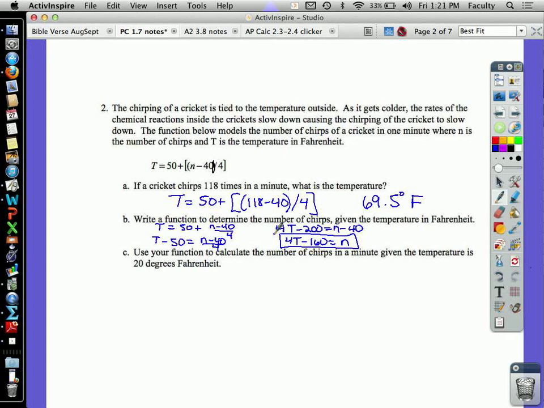Okay, do you see how to do that? There's your algebra. Subtract the 50, or you could multiply by 4 first. Just don't forget to multiply the 50 by the 4. All right, now it says use your function to calculate the number of chirps in a minute given the temperature is 20 degrees Fahrenheit.